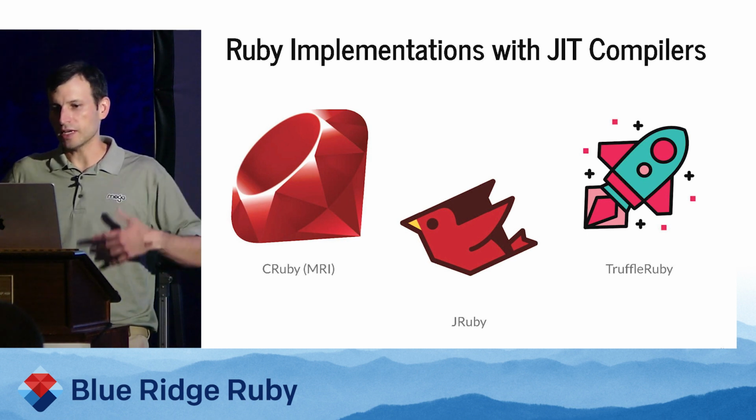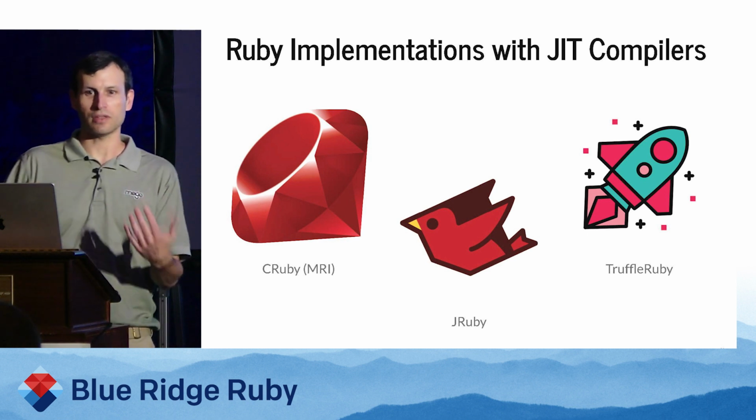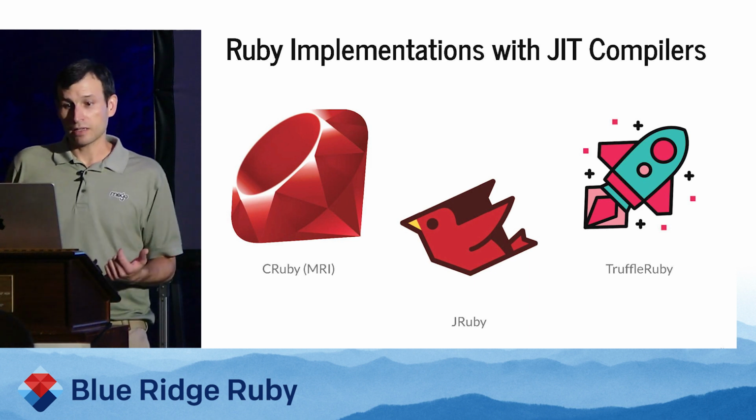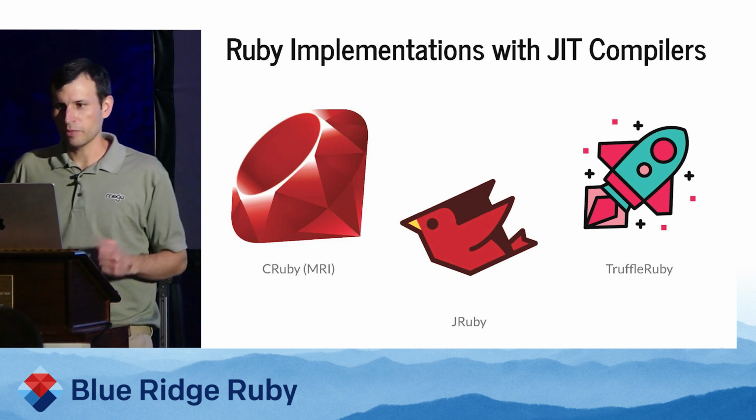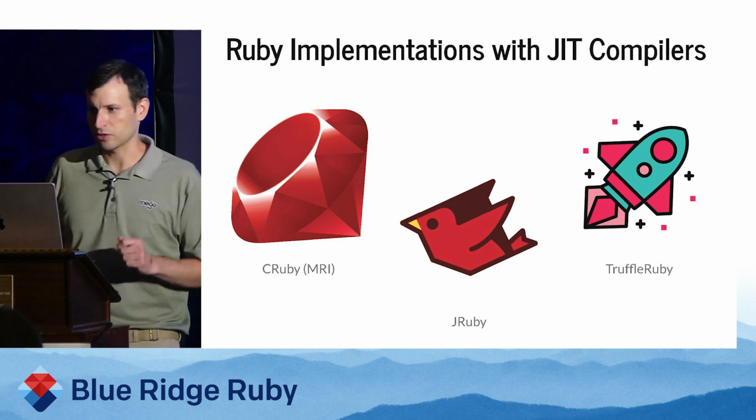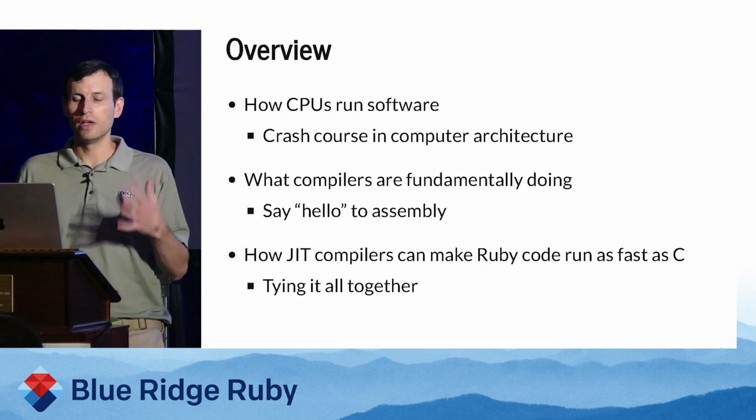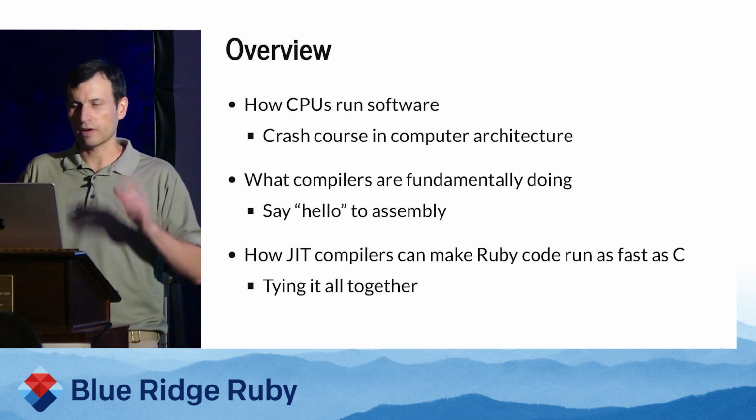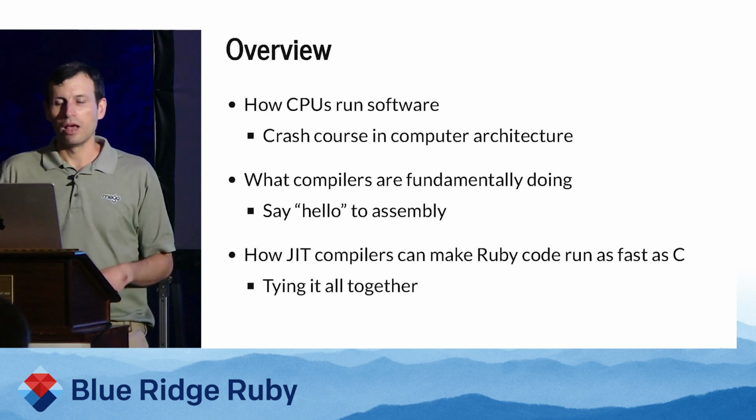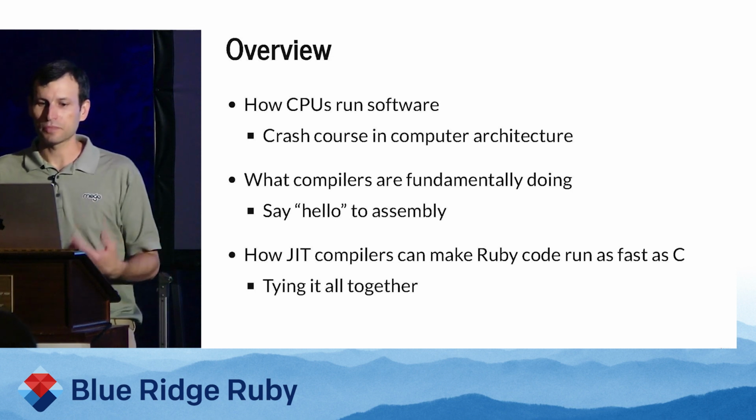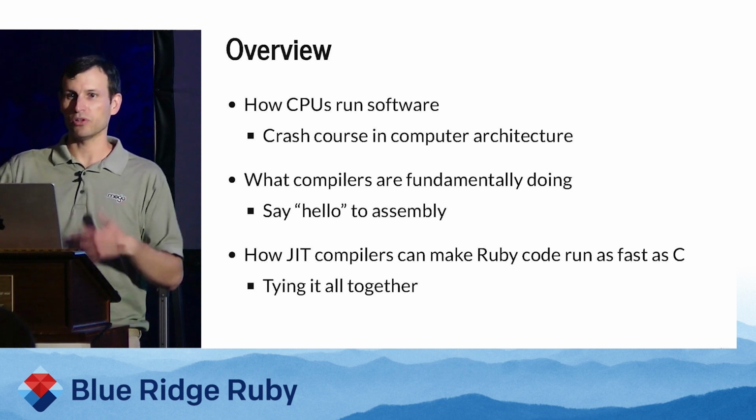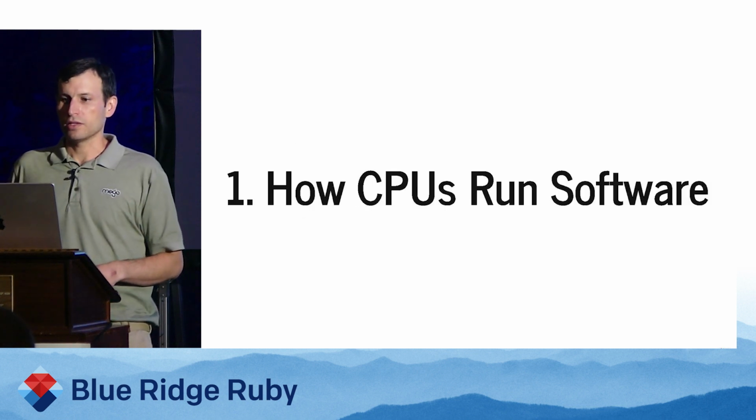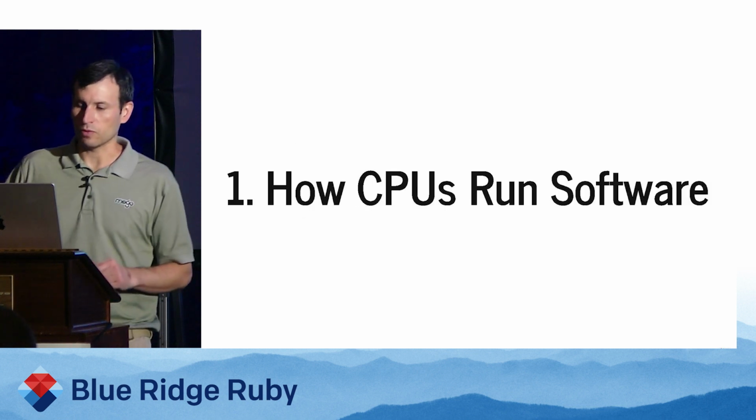So this talk is intended to be something of a prequel to those other talks. Hopefully we can fill in the knowledge gap there. It's a lot of info to cover in 30 minutes. I'll probably run a little long, but I'm gonna go as quickly as I can. So to start off, we'll look at how CPUs actually run software. So we'll do a really crash course in computer architecture. Then we'll get into what compilers are doing, and then finally, how that pertains to JIT compilers and Ruby in particular.